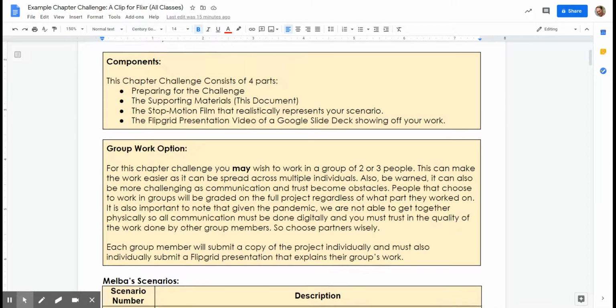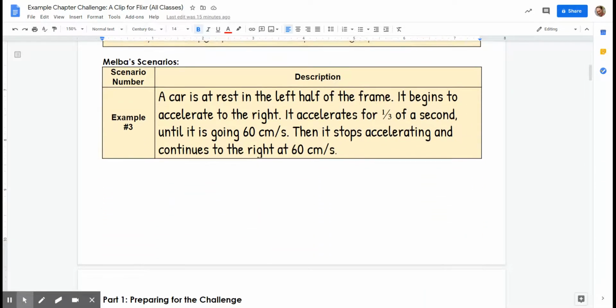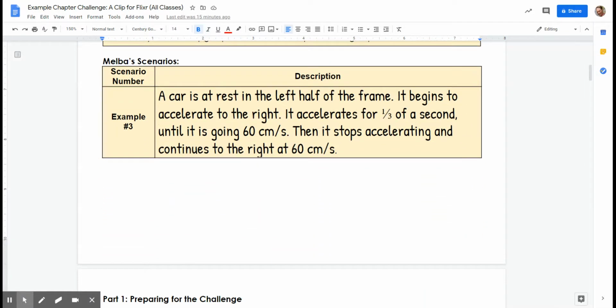So let's go ahead and talk through this scenario and make sure that we understand how to create the data tables for it, because that's what the second video is all about. So to remember, this is the scenario itself, saying that the car is at rest on the left-hand side of the frame, and it begins to accelerate to the right. It then accelerates for 1/3 of a second until it's going 60 centimeters per second. And it stops accelerating and continues to the right at 60 centimeters per second.